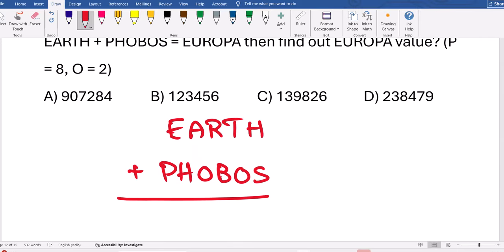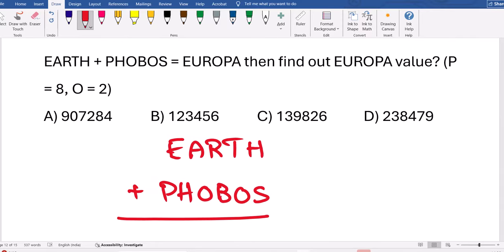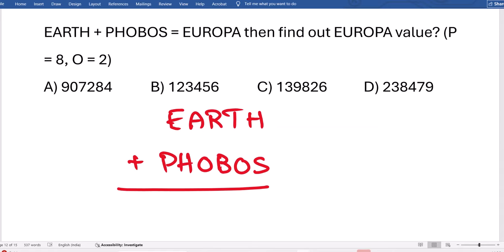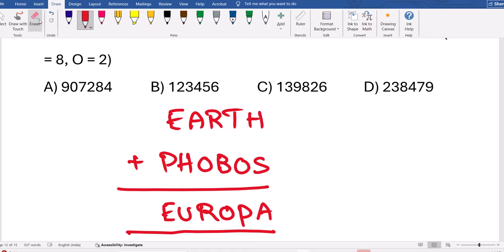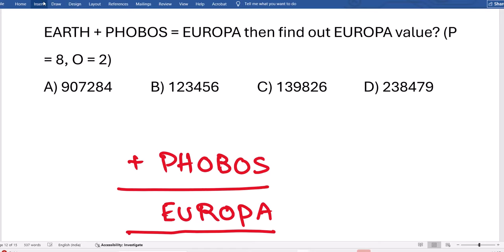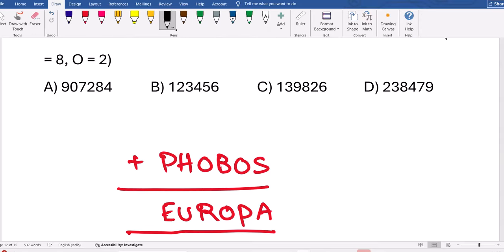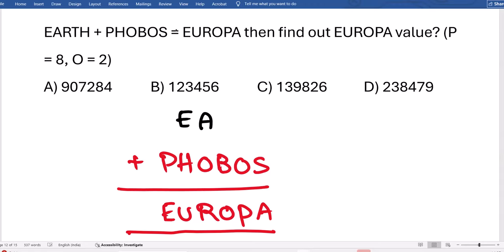You can utilize the options. Options are given here. Previous one is a 5-digit number. This is a 6-digit number. Result is 6-digit only. Now, anyone solved? What's the answer? Option A. That's what I said.